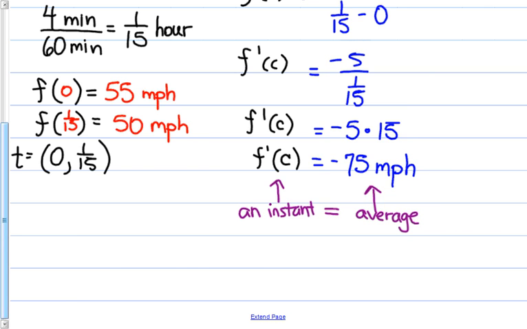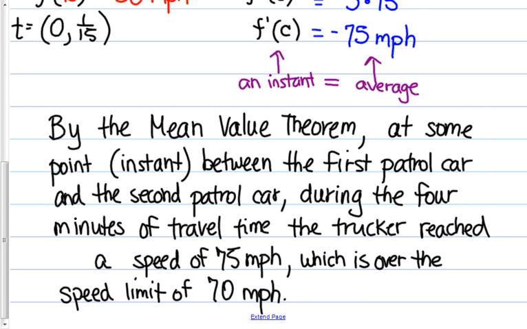Hold on a second. All right, so by the mean value theorem, at some point, an instant, between the first patrol car and the second patrol car, during the 4 minutes of travel time, the trucker reached a speed of 75 miles per hour, because that was its average. And according to MVT, at some point there's an instant where you do actually reach your average. So his average was 75 miles per hour, which means at an instant he actually reached 75 miles per hour, and that is way above the speed limit of 70 miles per hour.